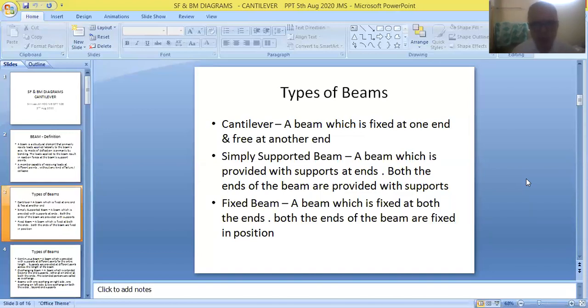So there is a small difference between a cantilever and a fixed beam. In the case of a cantilever, one end of the beam is in fixed position and another end of the beam is kept in free position. But in the case of a fixed beam, both the ends of the beam are kept in fixed position. So that's why it is referred to as a fixed beam.